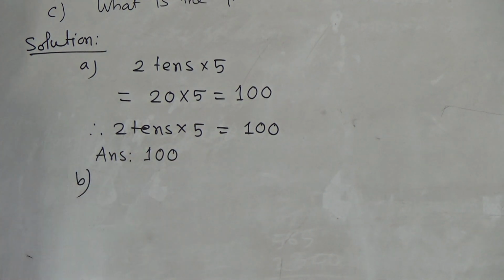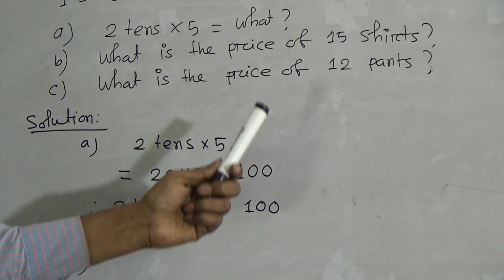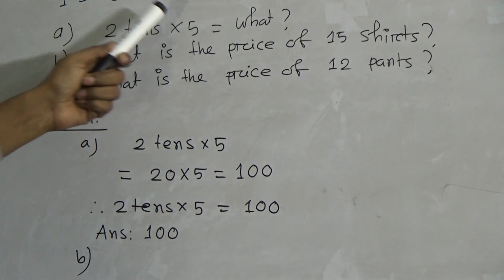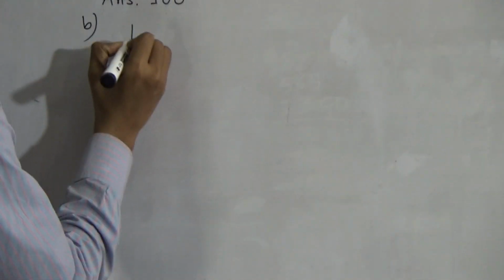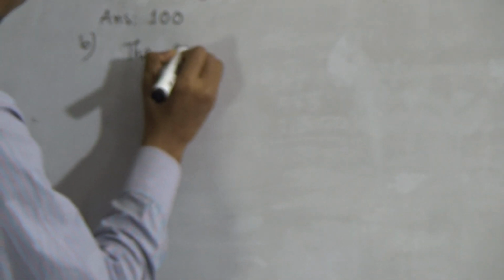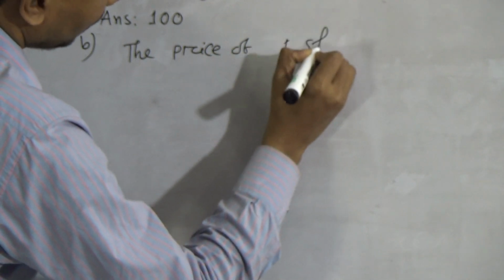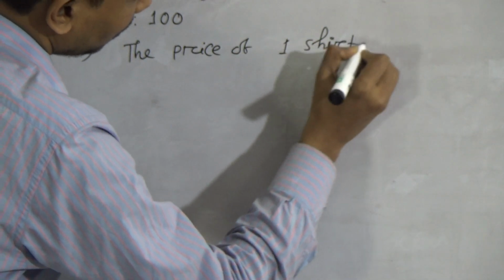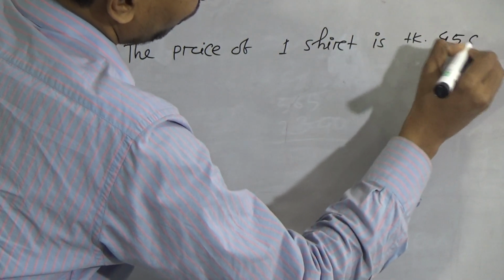Now I will solve the B question. Please see. What is the price of 15 shirts? Look, the price of one shirt is given, 450 taka. Okay, right here. The price of one shirt is taka 450. Okay.